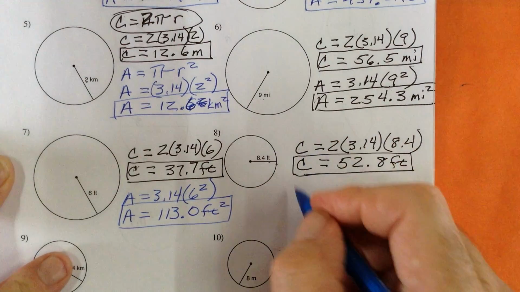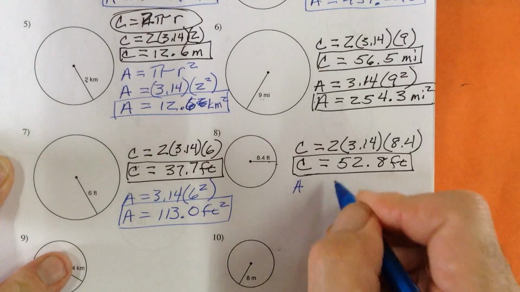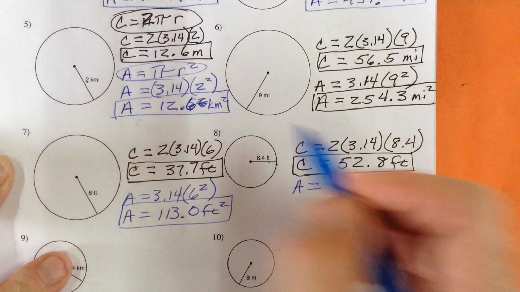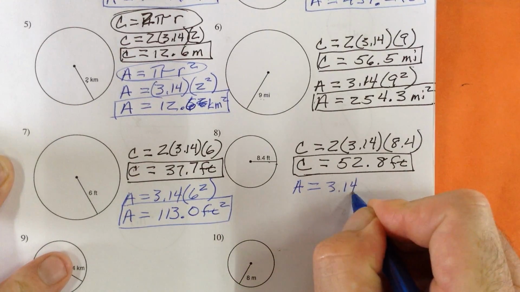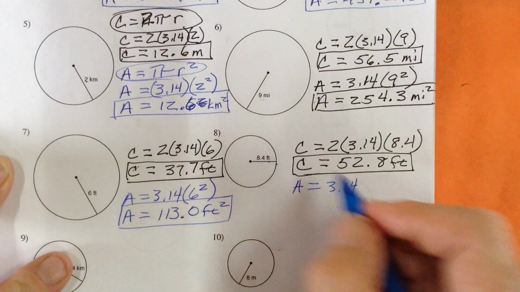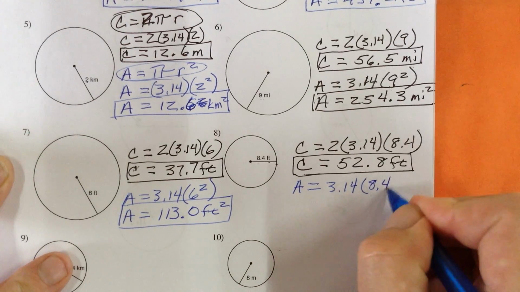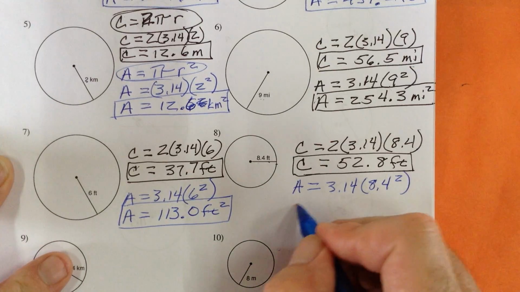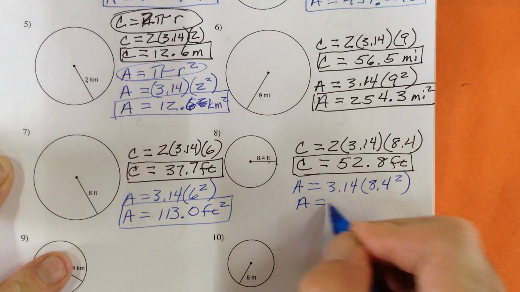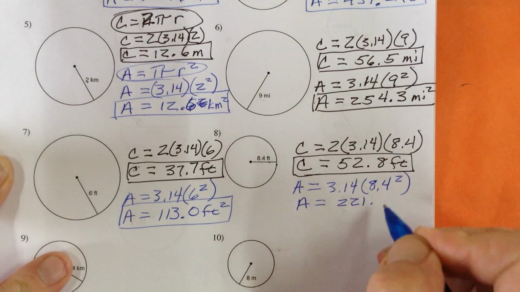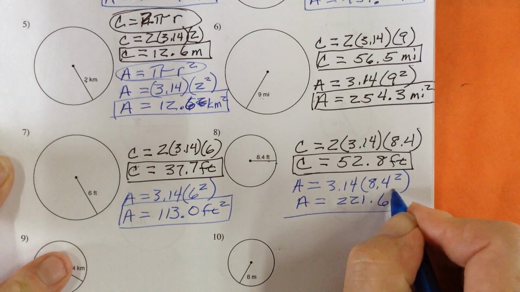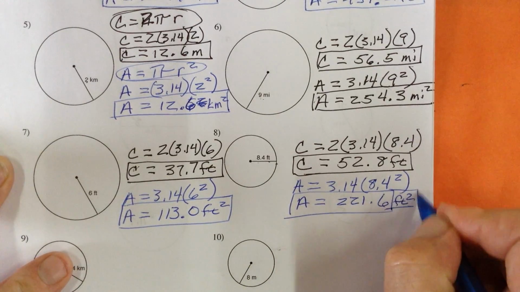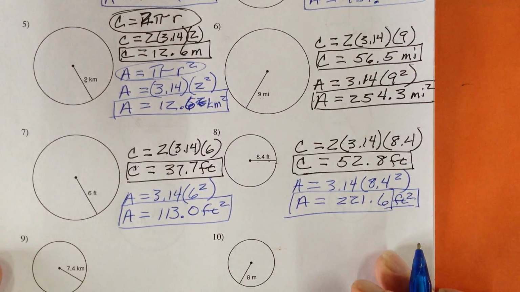Okay, and then the next one, the area. To find the area, pi is 3.14, the radius squared, 8.4. It's the radius squared, so I go 3.14 times 8.4 times 8.4. The area ends up being 221.6. Whoops, square feet, feet squared. Get that in there.